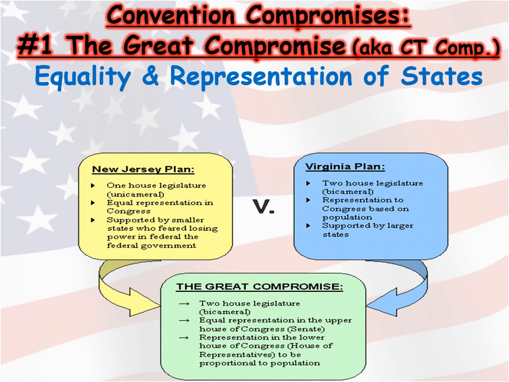So the compromises that we have. The first of the big compromises at the Constitutional Convention is very appropriately named the Great Compromise. If you want to call it the Connecticut Compromise, you can, but the AP exam won't call it that. If you want to call it the Roger Sherman Compromise, just because you want to give him credit for something, you can. But again, the AP exam will not recognize that. Y'all, this is a compromise on equality and representation of states. Okay?